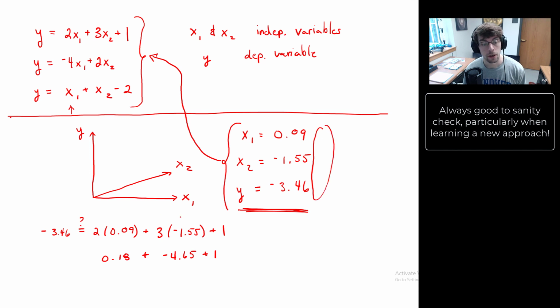But you can kind of see, well, 0.18 plus negative 4.65 will give me something like negative 4.5. I've jumped ahead there. This will give me something like negative 4.5, and then I add 1 to it. So yeah, that's roughly negative 3.46. Right? This is negative 3.5. So that does work.